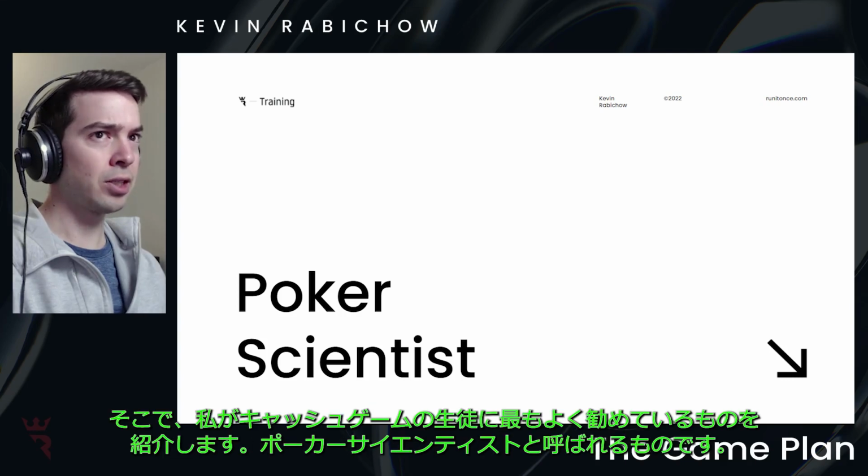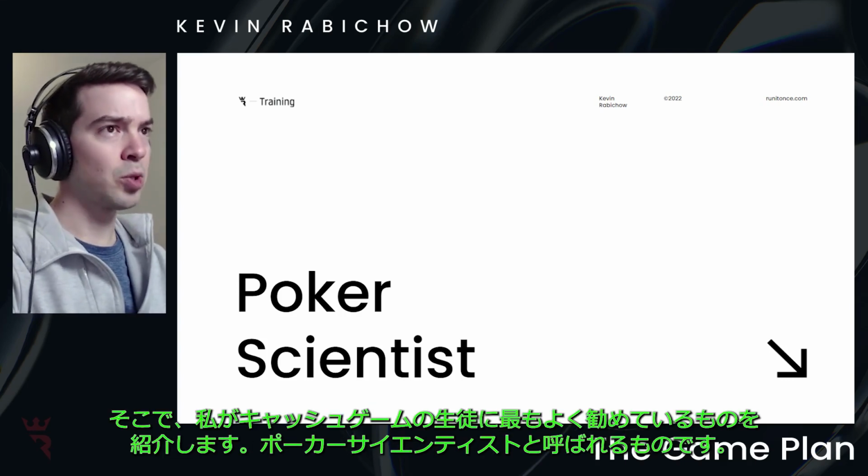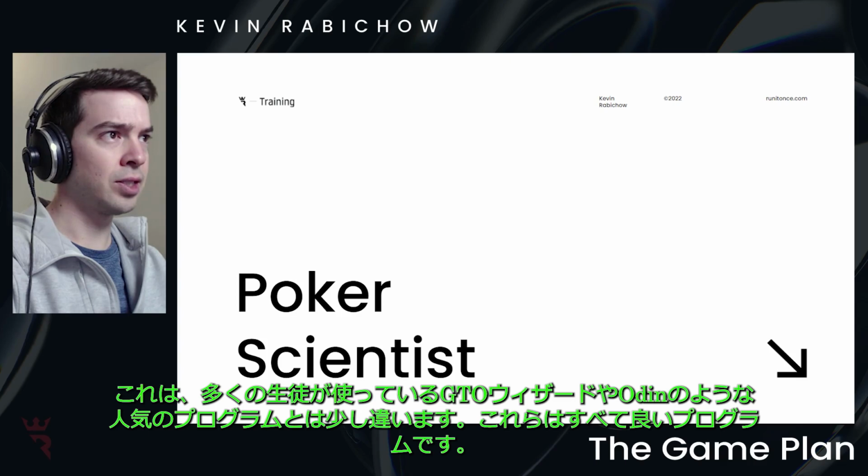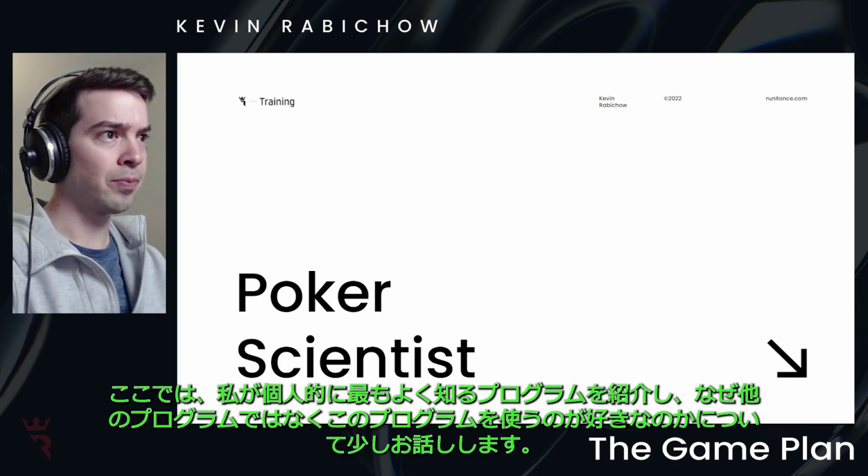I'm highlighting the one that I recommend most often to my cash game students. It's called Poker Scientist. This is different in a few small ways from the more popular programs that I've seen, like GTO Wizard or Odin, that a lot of my students also use, and these are all good programs. I'm just going to show you the one that I'm the most familiar with personally, and talk a little bit about why I like to use this program instead of some of the other ones that are out there.